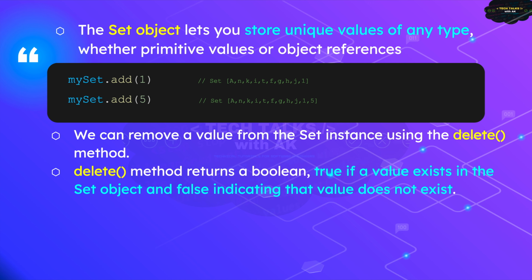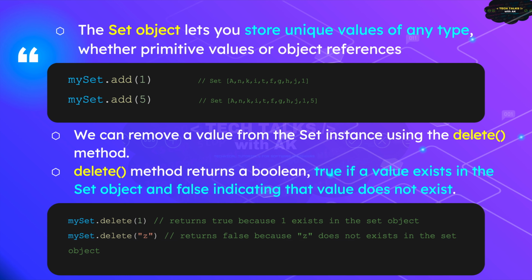We can remove a value from a set using the delete method. The delete method returns a boolean. It returns true if a value exists in the set object, and it returns false when the value does not exist in that set. Let's look at the example. If we do mySet.delete(1), it will check whether 1 is already available in mySet or not. 1 is available, so it will return true and it will remove 1 from mySet. If I say mySet.delete(z), it will check whether z is available in mySet or not. Because z is not available in mySet, it will return false and it will not remove anything from mySet.